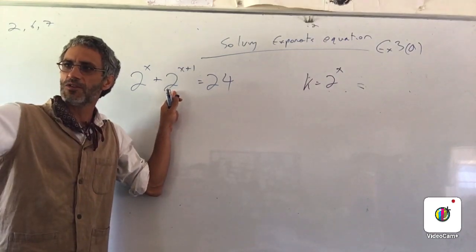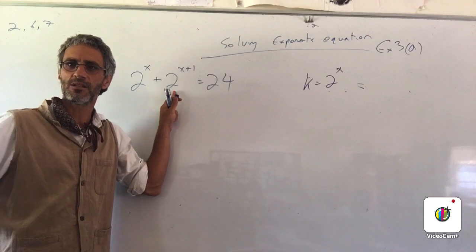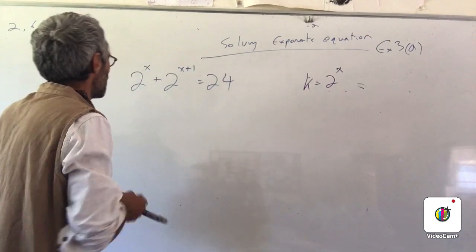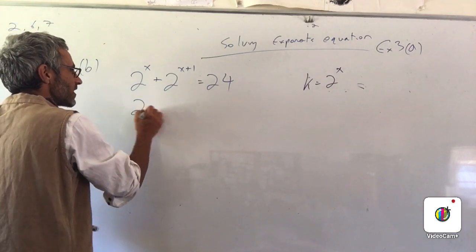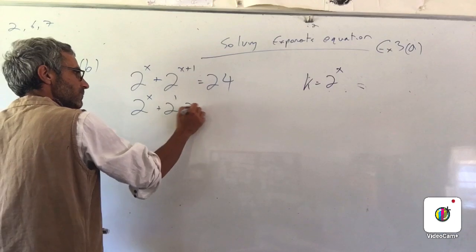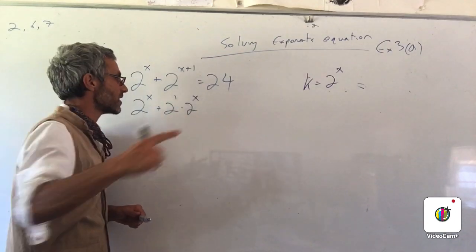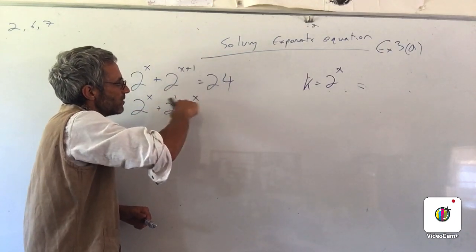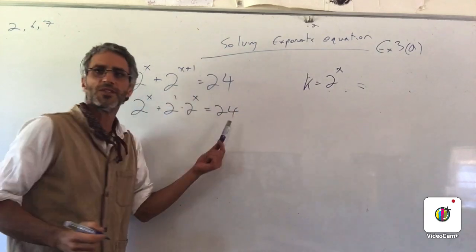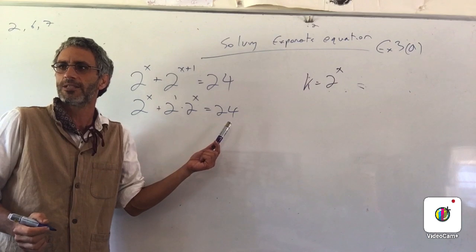What about that one? I know Gabby is good at that. It's going to be 2 to the power x times 2 to the power 1. Perfect. Well done, Muzu. So we're going to rewrite it like this: 2 to the power x plus 2 to the power 1 times 2 to the power x. You need to see it, and you saw it: x plus 1, we can write it like that. And now I've got the K here, and that's 24. And you see that actually I don't mind about that 24.